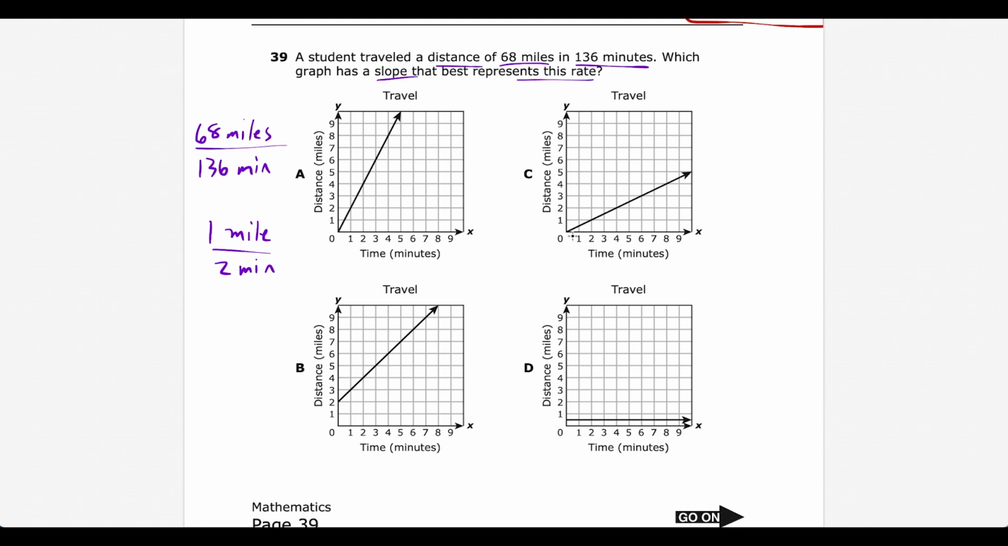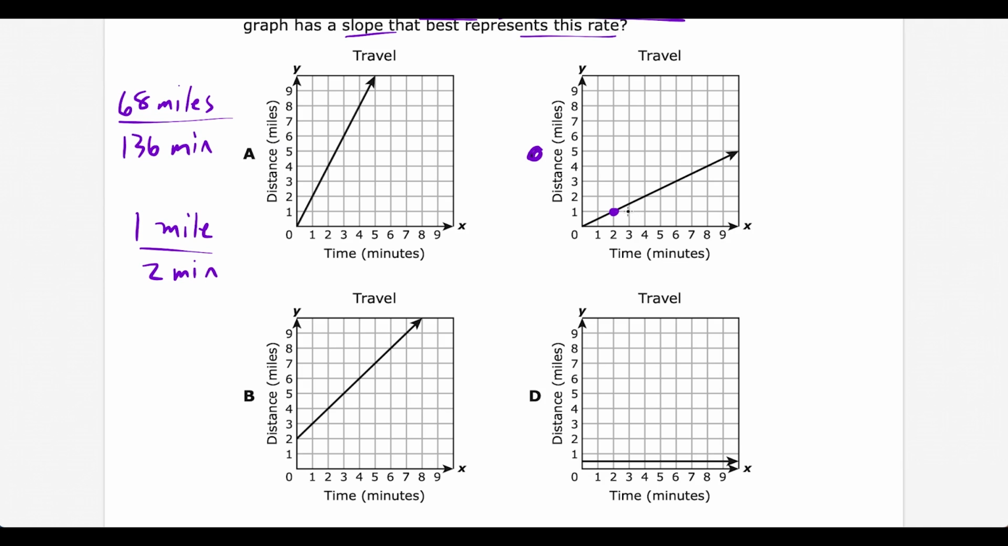So that is looking like, if we go over here at choice C, because you could see here that if the student goes 1 mile every 2 minutes, you could see that in 2 minutes, the student went 1 mile. And then 2 minutes later, at 4 minutes, the student goes a second mile. 2 minutes later, the student goes a third mile, and so on like this. So choice C is looking good.